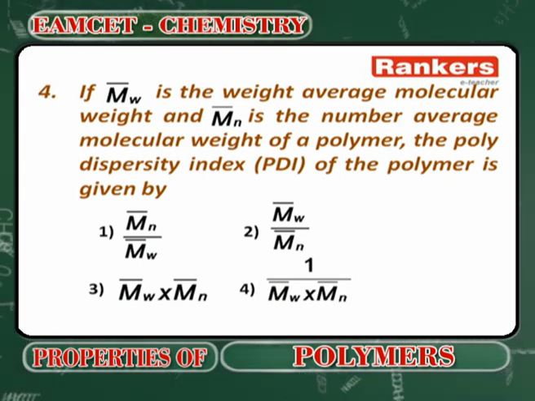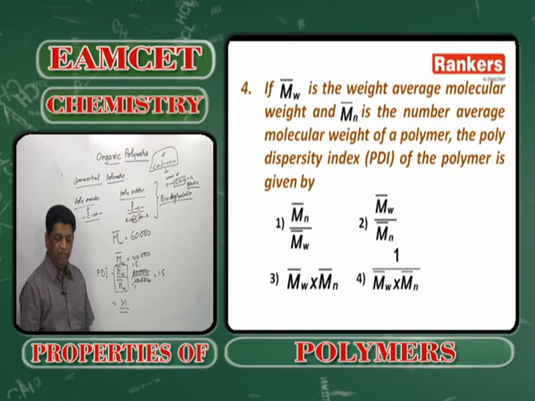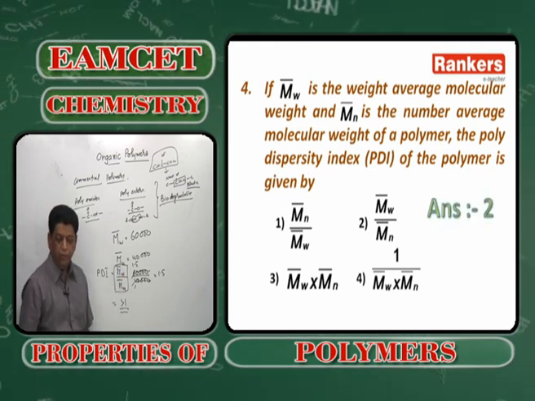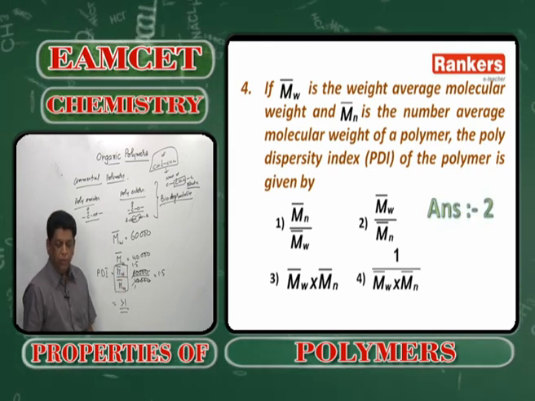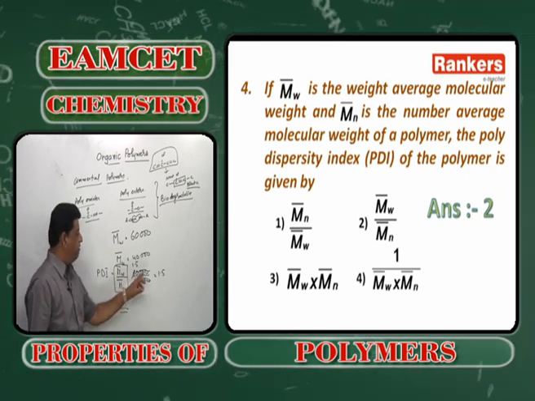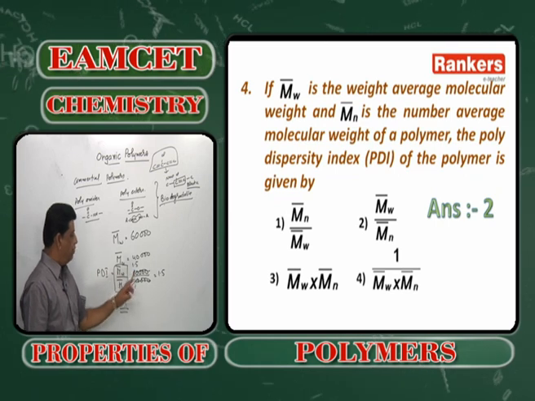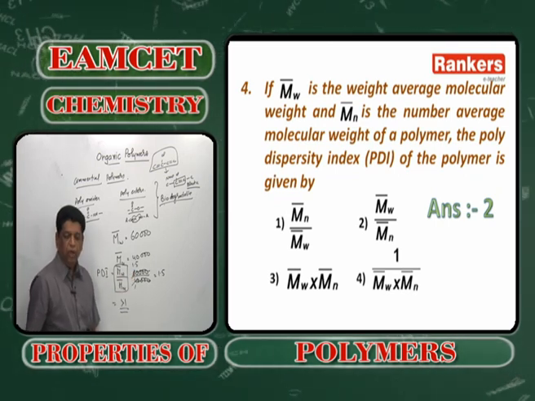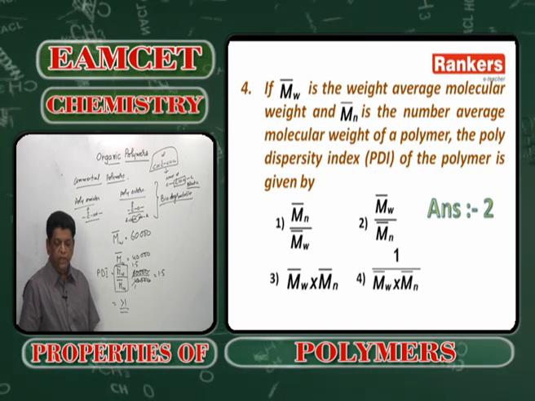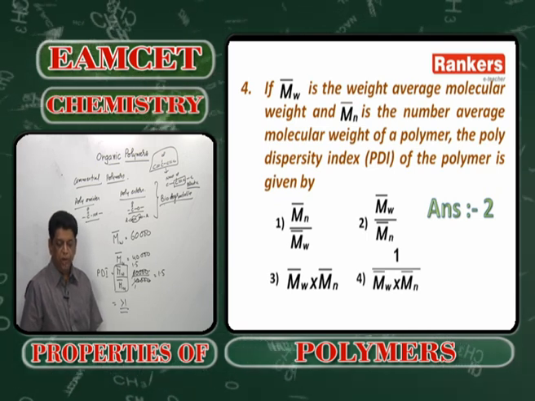The polydispersity index, PDI, of the polymer is given by the ratio of the averages, with weight on top and number on the bottom, numerator by denominator. So this will always be the higher value by the lower value, you have to remember. So this goes to answer 2, weight by number, Mw by Mn.